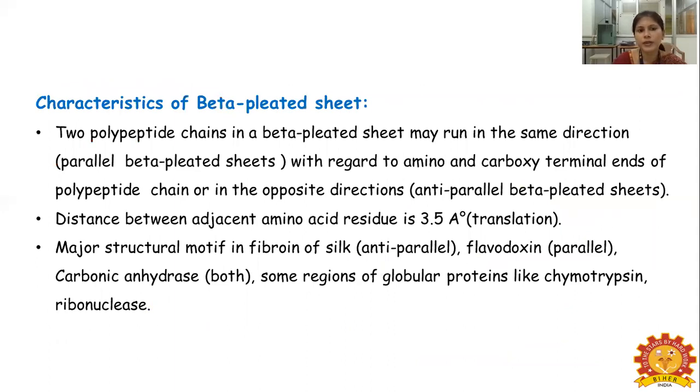There will be two polypeptide chains in a beta pleated sheet that may run in the same direction, which is called parallel, with regard to the amino and carboxyl terminal ends of the polypeptide chain, or in the opposite direction, which is called anti-parallel beta pleated sheets.